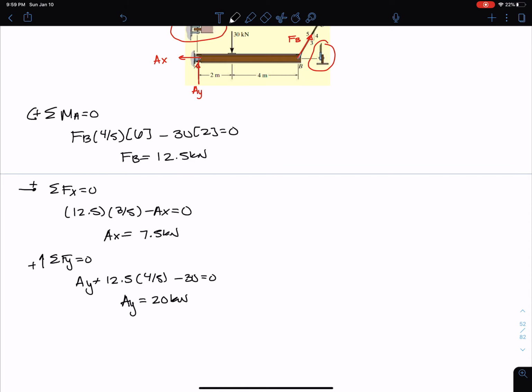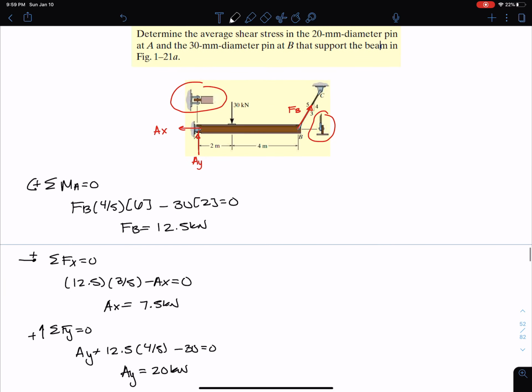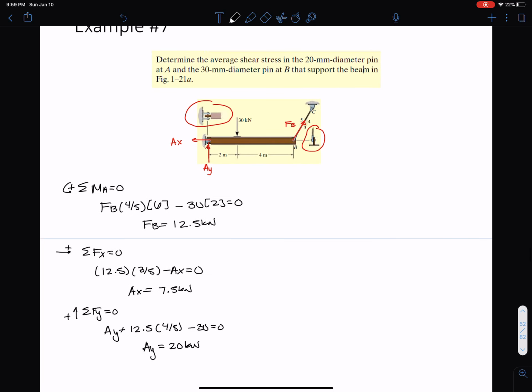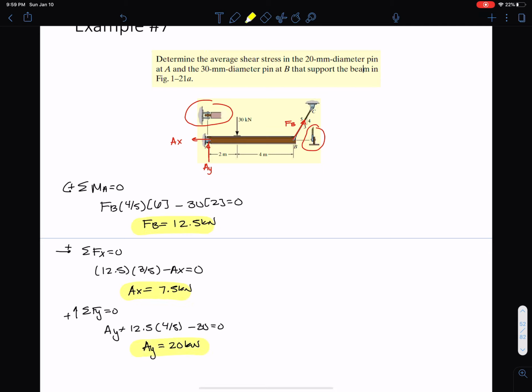All right, so now what do we have? What are we looking for? We're looking for the average shear stress in the pin at A and the pin at B, right? Well, we have some forces here. We have the force at B. We have a force in the x and a force in the y for A. So which one do we use? Do we use AX or do we use AY to plug into our shear formula?